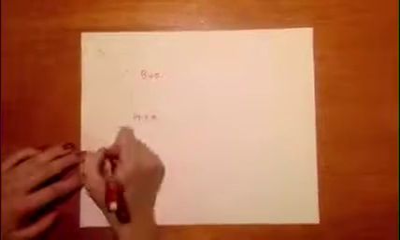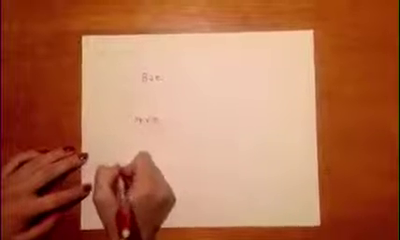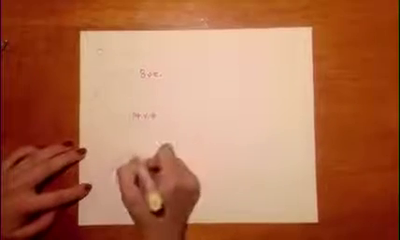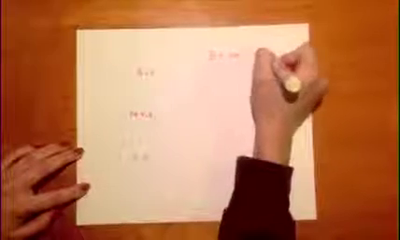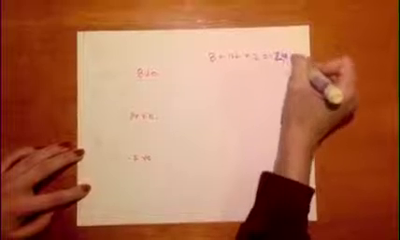Hydrogen has 1 valence electron. Multiplied by 2, the total is 2. Now we have to add the totals of valence electrons for each element. 8 plus 14 plus 2 equals 24 valence electrons in total.